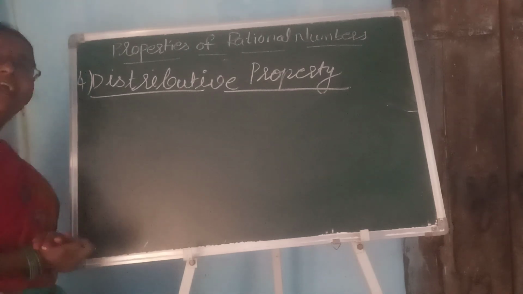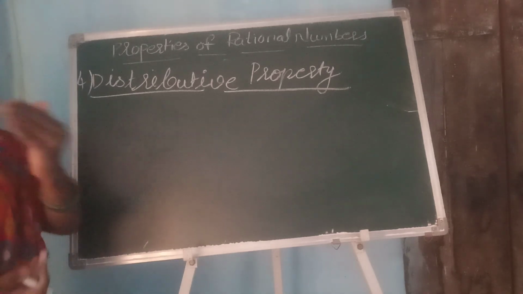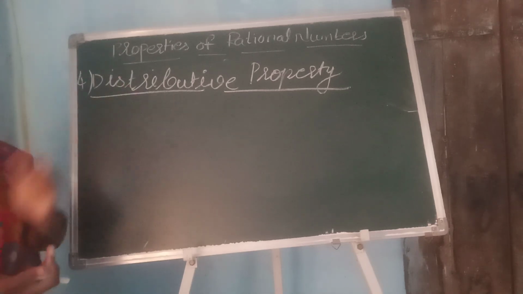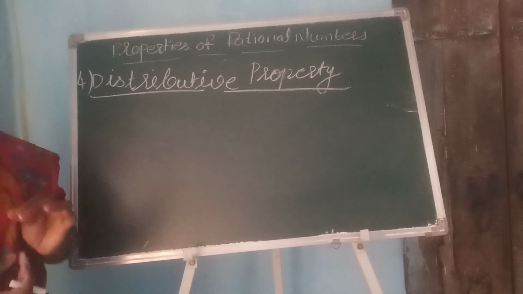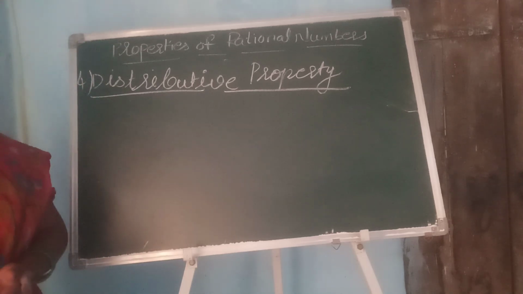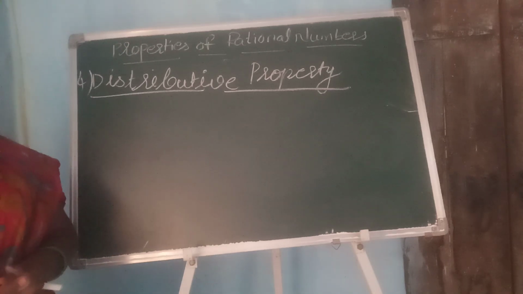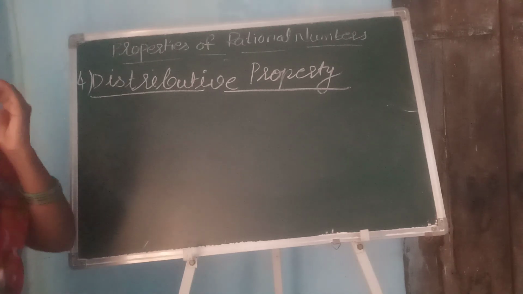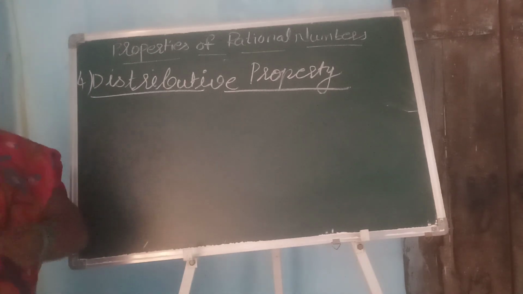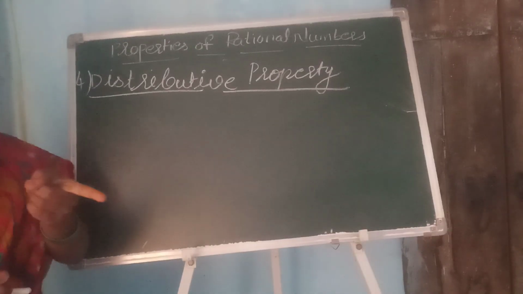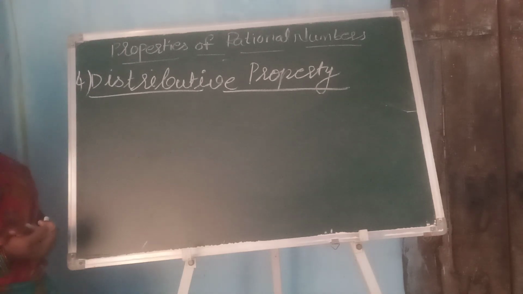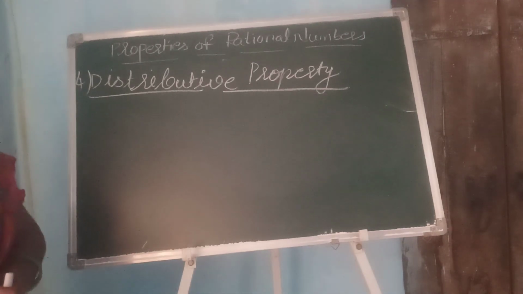Children, I think you are recalling all these properties that you have learned in 6th class and also in 7th class. Those properties and rules are getting repeated here, but instead of whole numbers and integers, we give examples with rational numbers. You learned these properties in 6th class for whole numbers and in 7th class for integers. Now we are considering the distributive property here.